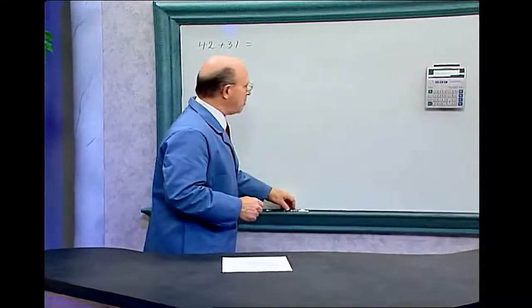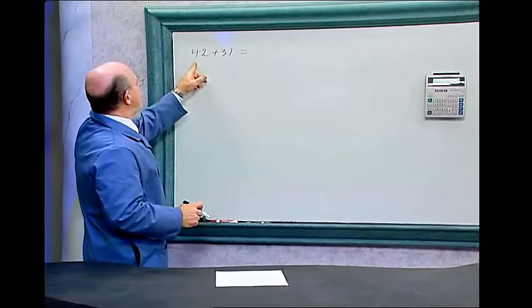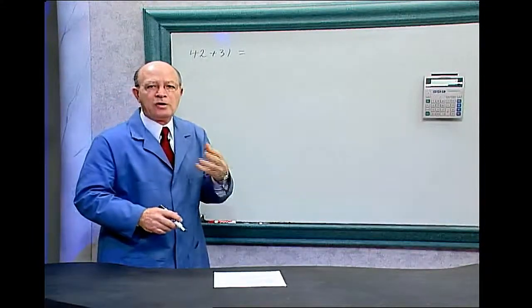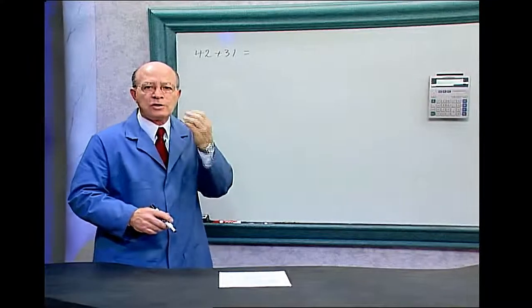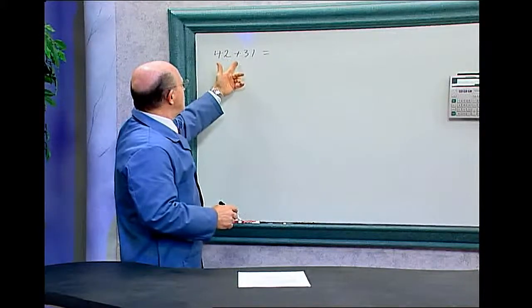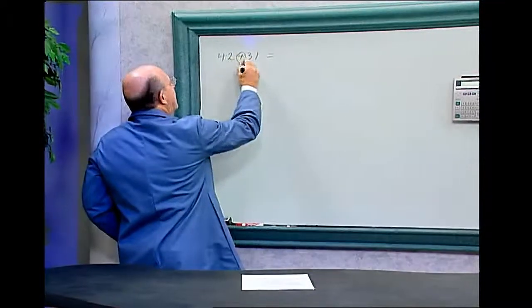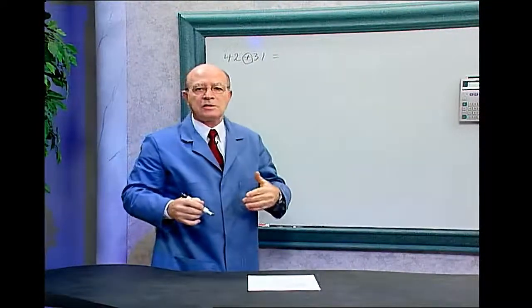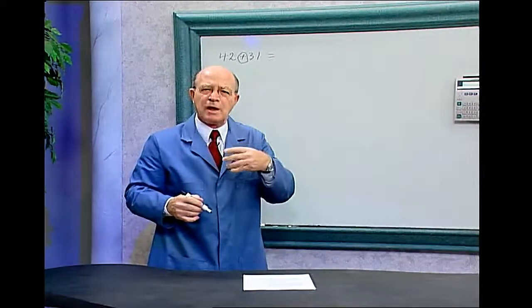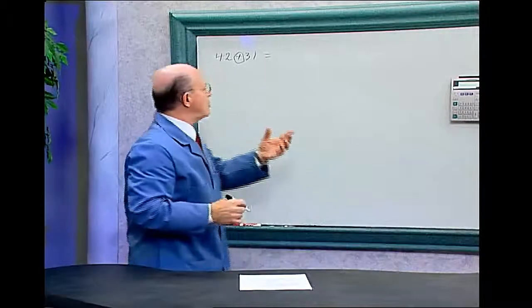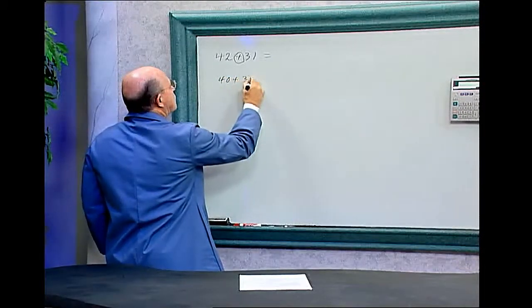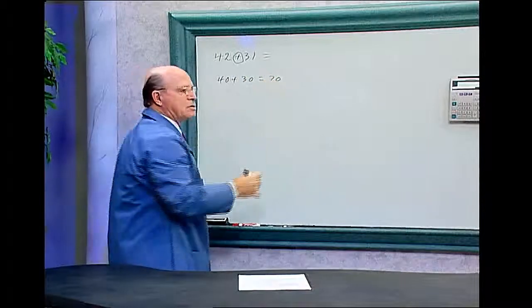Here's a very simple problem. 42 plus 31. Now you could do this in your head, and you should. You first of all think about the problem. It's addition. This sign means to add. Next, round off the numbers. Why are you doing that? Because you want to give an estimate for the answer. So if you round this off, that's 40 plus 30, you know it's going to be around 70.